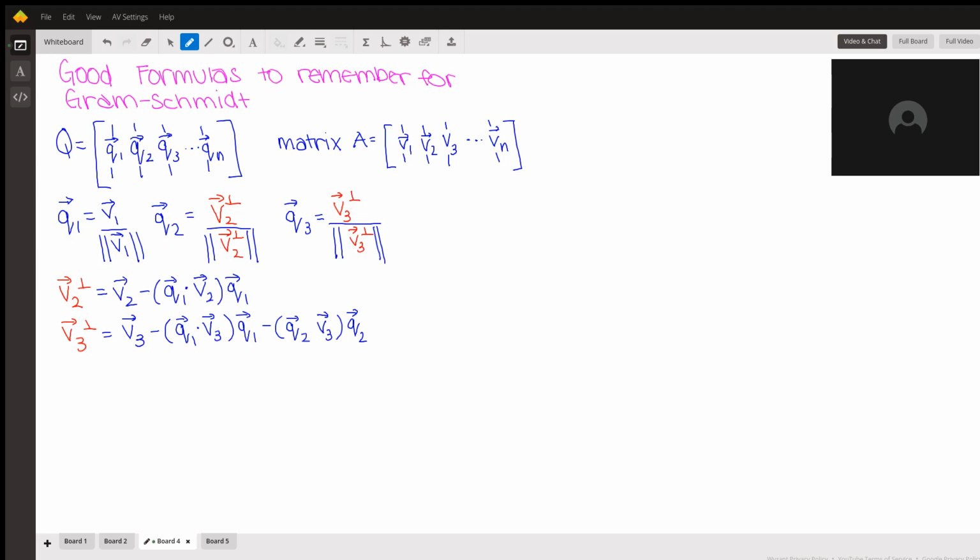Before we get started with this process, I just wanted to show a quick overview of Gram-Schmidt and good formulas to write down when you're practicing it. So Q is this, and writing these formulas down or screenshotting this would make it so much easier to work through any Gram-Schmidt problem, because you have clearly written down what you need to find and what you need to solve.